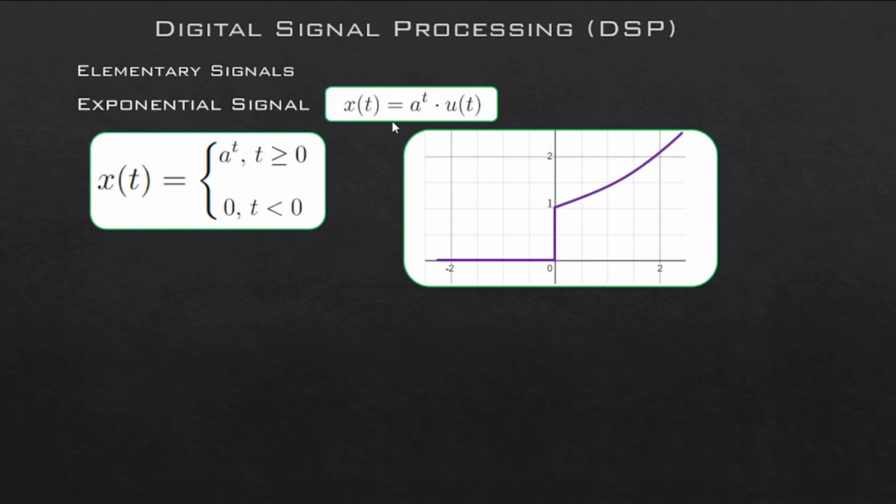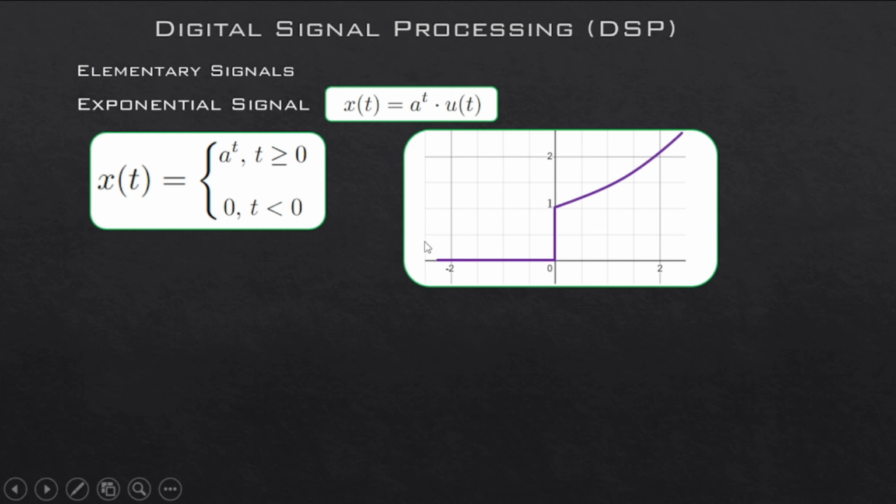Exponential signal, x t is equal to a to the power of t times u t. It has a value a to the t when t is greater than or equal to 0, and 0 otherwise, which is when t is less than 0. In other words, we have an exponential signal that is multiplied by a unit step signal. Why? Because it has no values below 0. All the values of this exponential are for each t greater than or equal to 0. So it is one-sided to the right. It's causal, you can say.